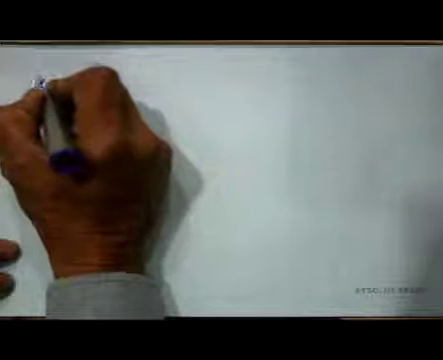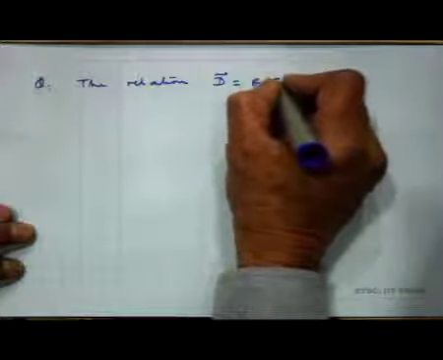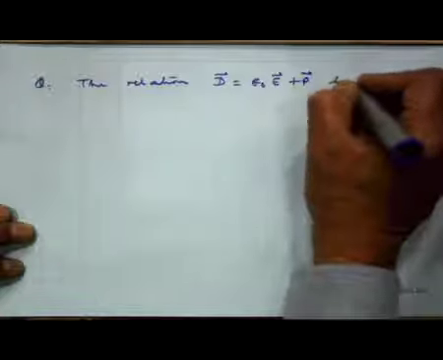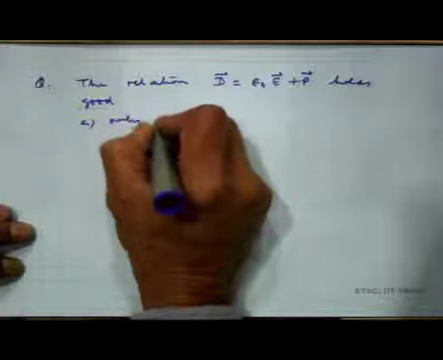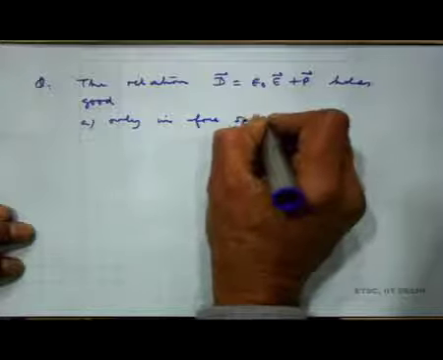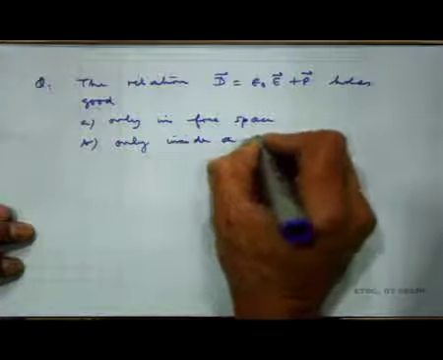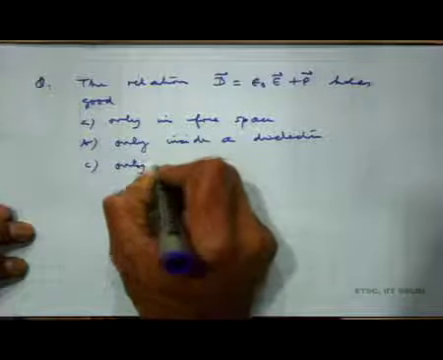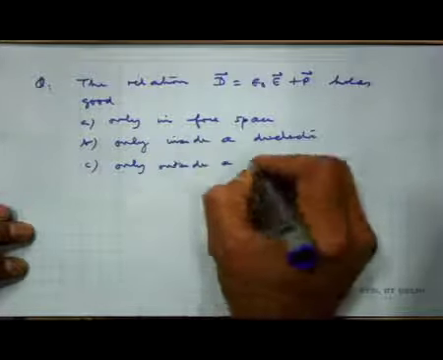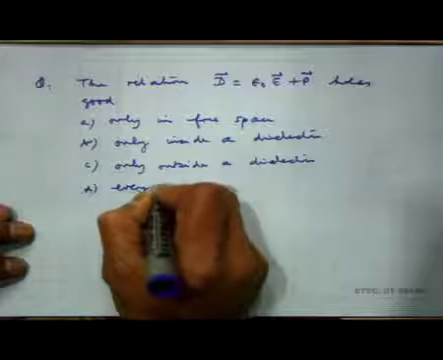Another interesting question that we must understand is the following: the relation D is equal to epsilon 0 E plus P holds good: A, only in free space; B, only inside a dielectric; C, only outside a dielectric; and D, everywhere in space.